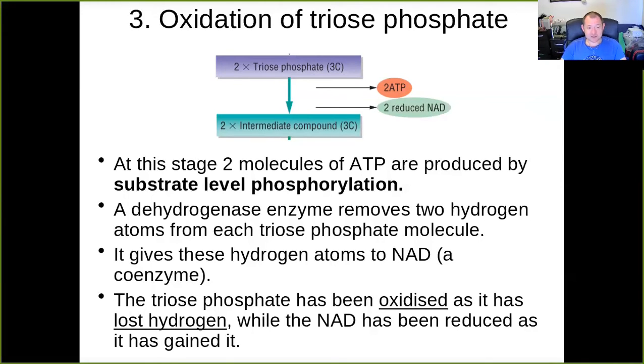It gives these hydrogen atoms to NAD, a coenzyme. The triose phosphate has been oxidized as it has lost hydrogen, while the NAD has been reduced as it has gained it.